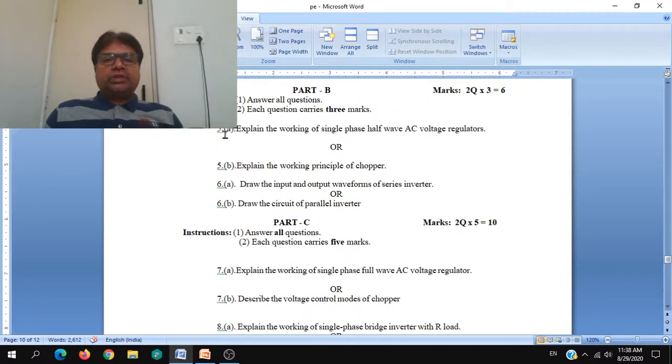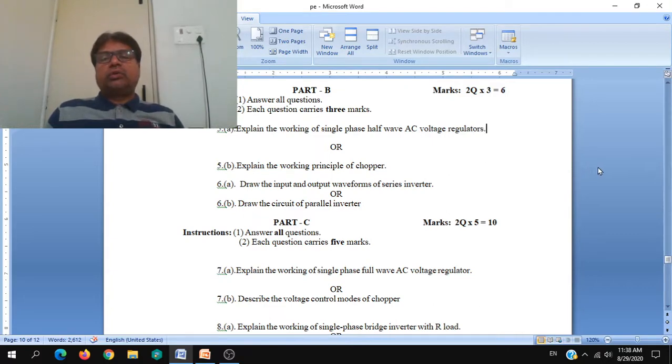From the fifth question, that is from this course objective and first unit, you have to write any of the questions given. That is, you have to answer either 5A or 5B. So just go through the questions. Explain the working of single phase half wave AC voltage regulators. Again, this is a 3 mark question. Accordingly, you have to write.